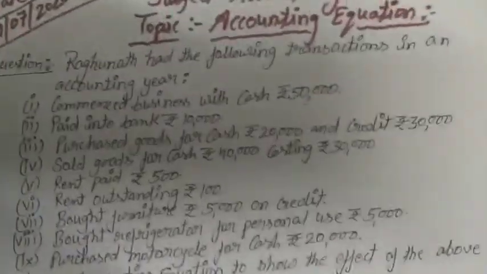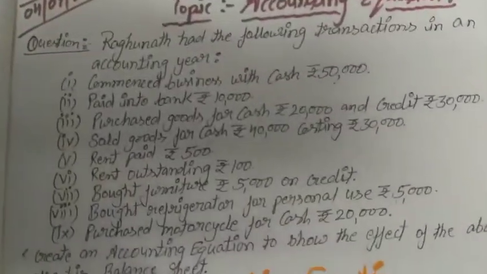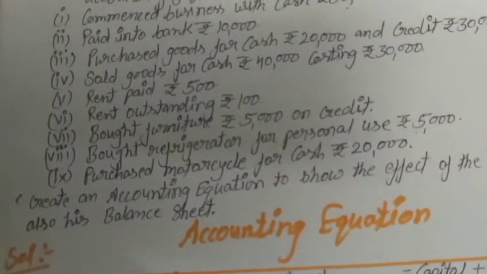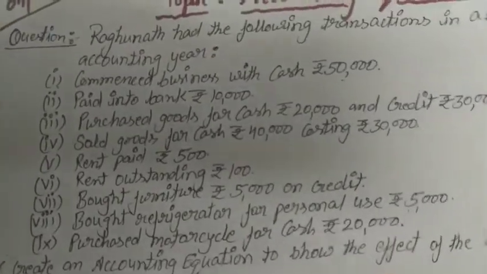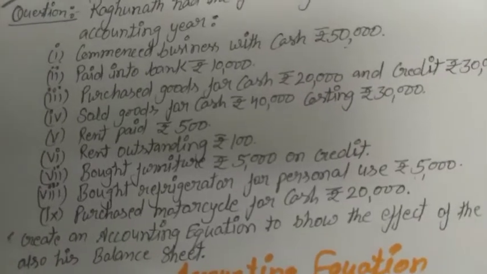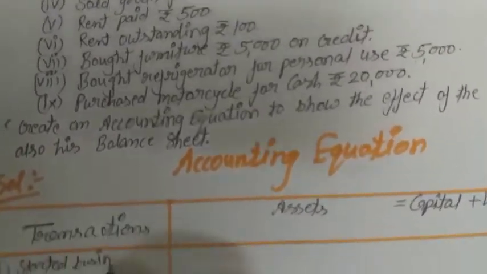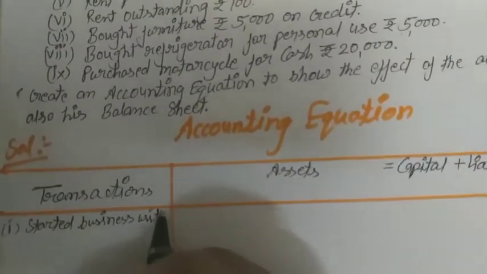So we start with the first transaction. This is our particular format for the accounting equation. Now we are going to solve this question as an accounting equation, and then we will prepare the balance sheet of this question. First transaction: commence business with cash. So, started business with cash.